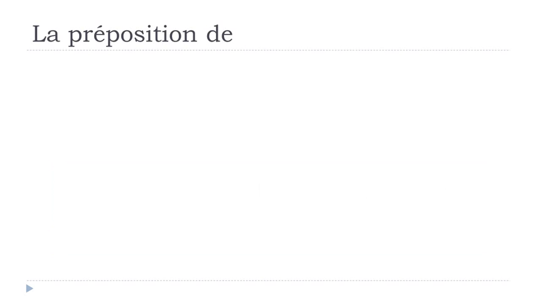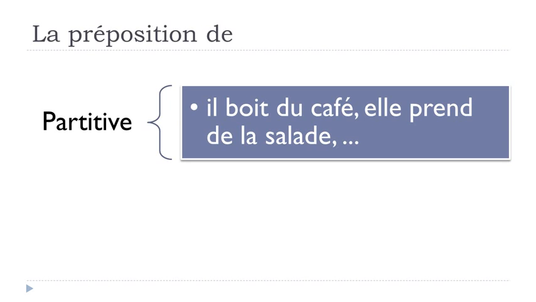So let's start now. La préposition de, so we'll see the different uses that we can have of this préposition de, and especially the meaning in English. Okay, so the first use that we could spot for this préposition de is the partitive. So in French, partitif. Okay, so a few examples here.